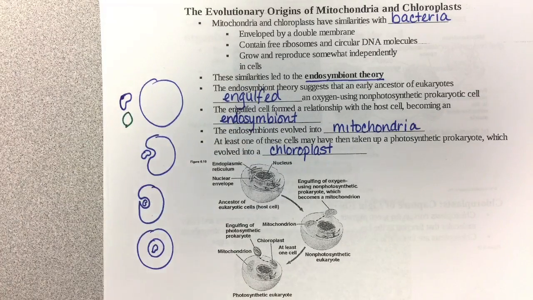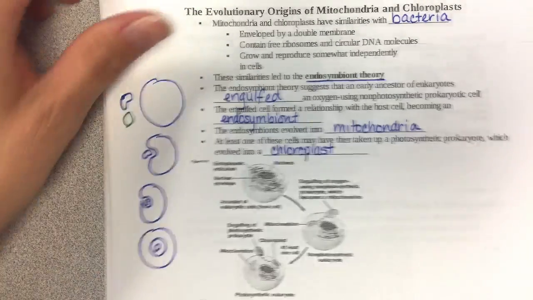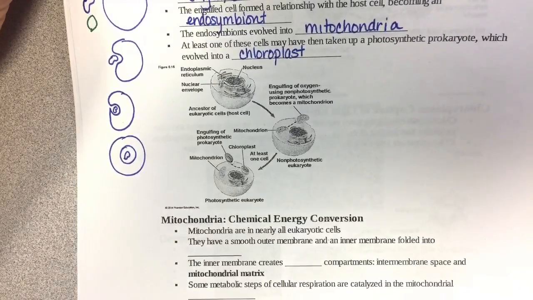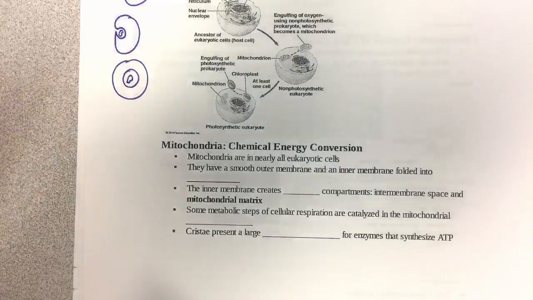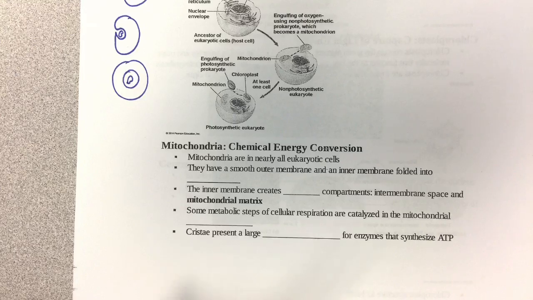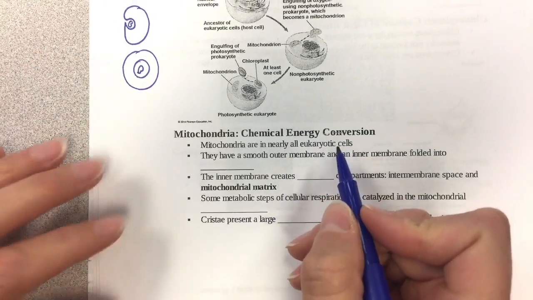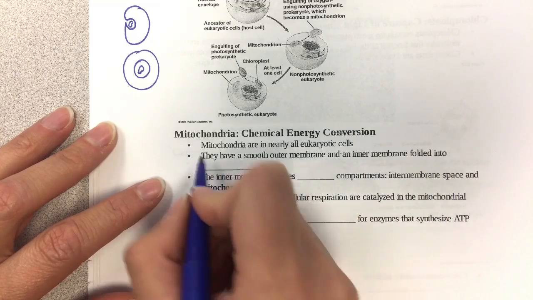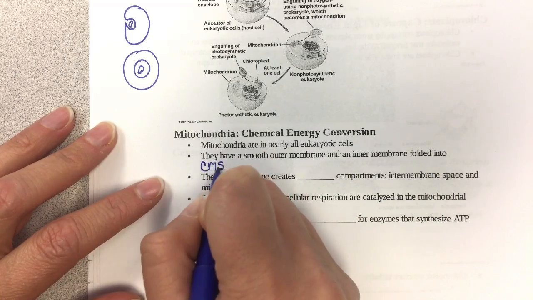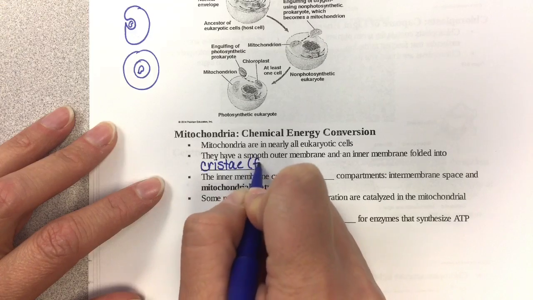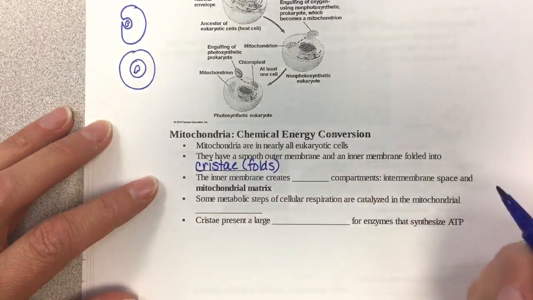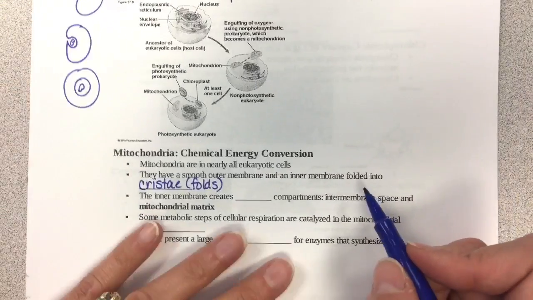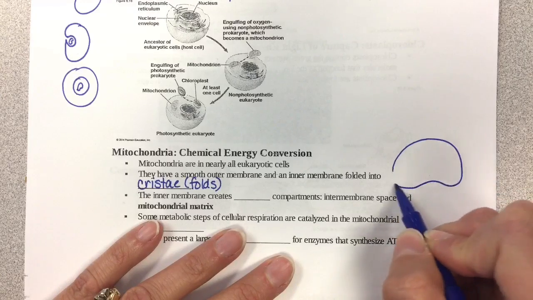They call that the Endosymbiont Theory because mitochondria and chloroplasts are unique in sharing all those characteristics with bacteria. So let's look at the mitochondria and specifically what does it do. So they're in nearly all eukaryotic cells. They have a smooth outer membrane and an inner membrane folded into, the folds are called cristae. So what does that mean? So let's draw here. Your mitochondria is kind of bean-shaped.